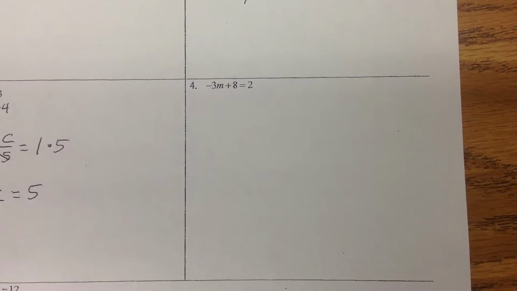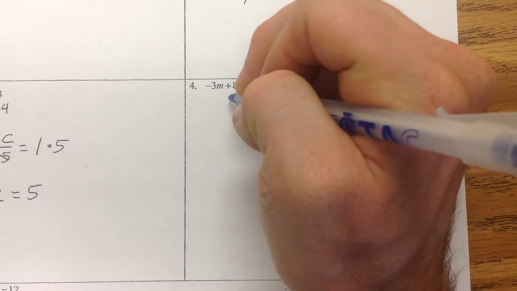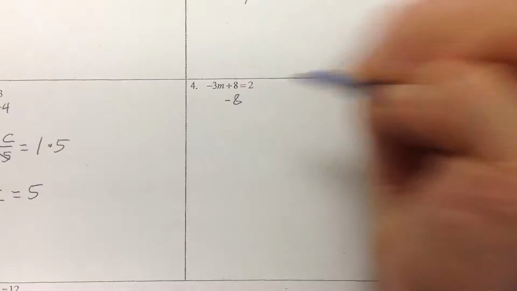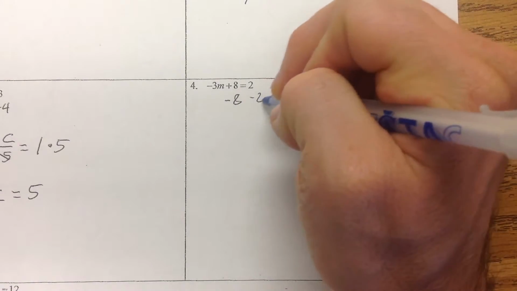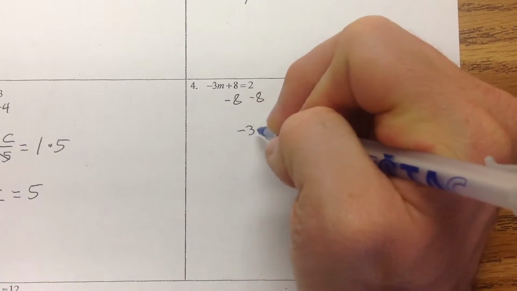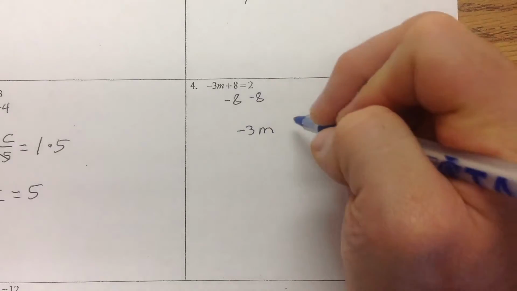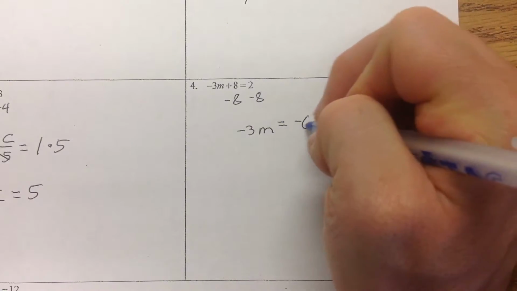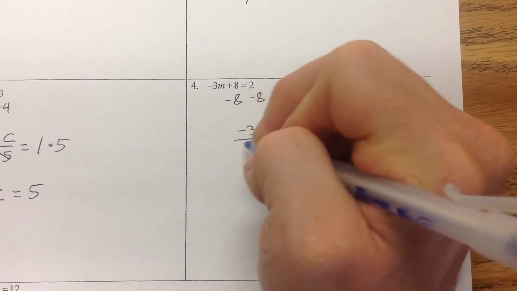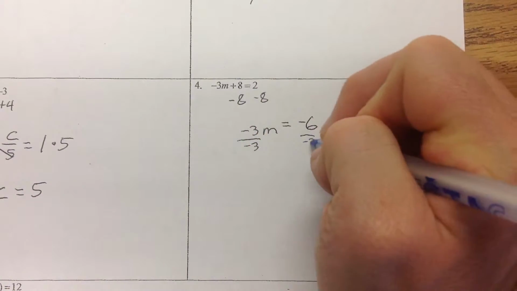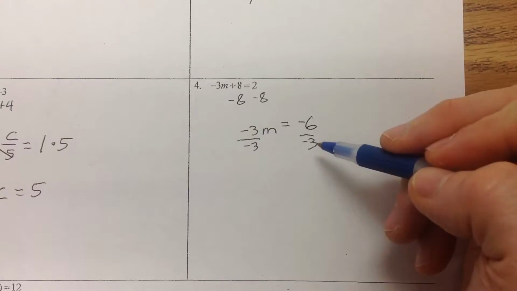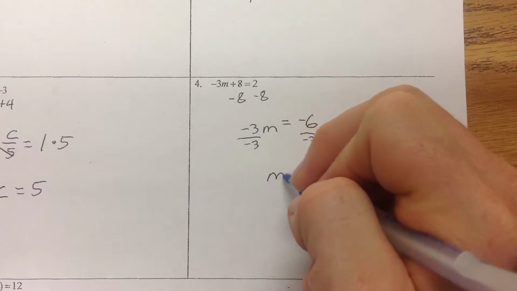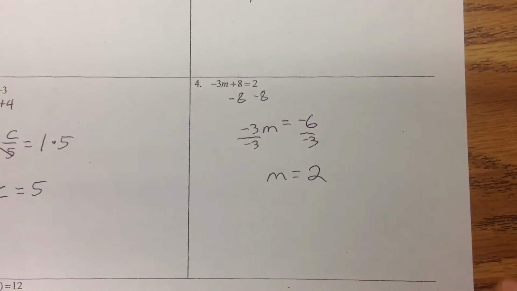All right, number 4 is back to one of the more normal-looking ones. But we're going to do the opposite of add 8, which is to subtract 8. Make sure you're keeping track of your negatives here. That's a negative 3m, and then 2 minus 8 is going to be negative 6. Divide both sides by negative 3, and then when you have a negative divided by a negative, that's going to become a positive 2.